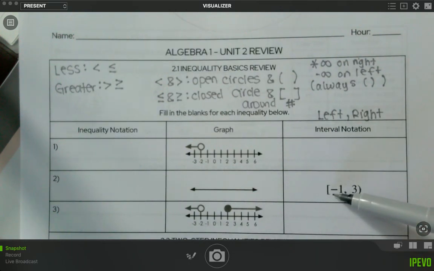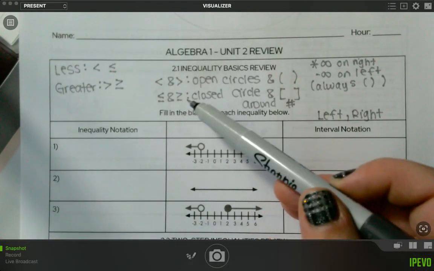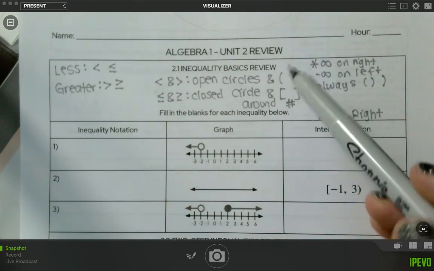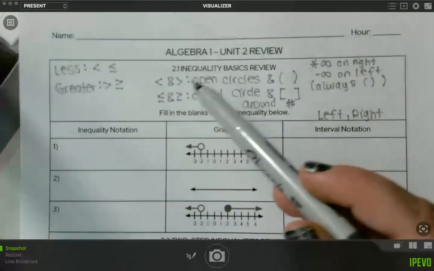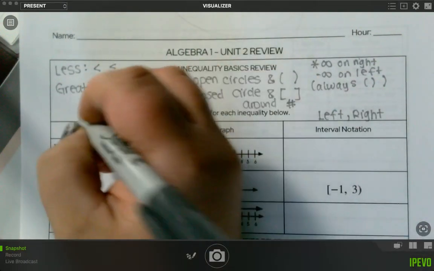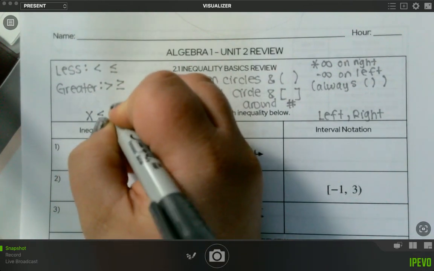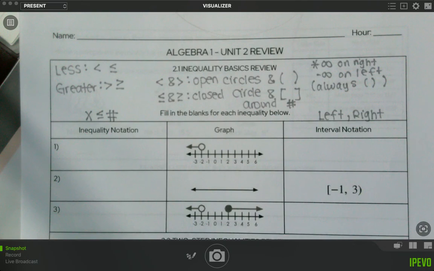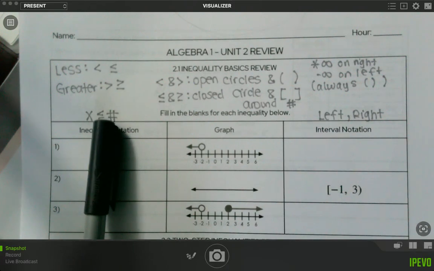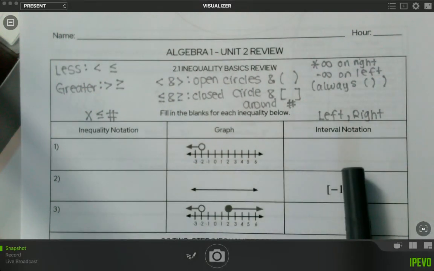For instance, this -1 is a bracket, so that would have to be one of these two with the little line underneath. And it's going to be a closed circle on the graph. Whereas the 3 is a parentheses, so that's going to be an open circle on the graph, and it's going to be one of these two. Okay? Inequality notation means that you're going to have x, and then you need to say like less than or equal to a number. That's an inequality. It has x and a number, and it tells you whether it's less than or greater than in between. The graph, you can kind of see, you just graph it, and then I already talked about interval notation over here.